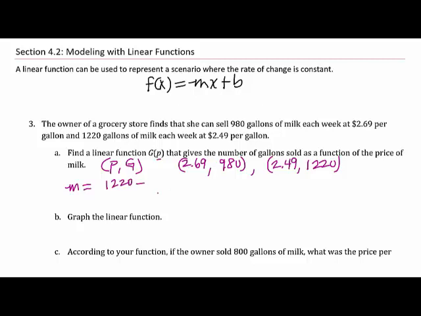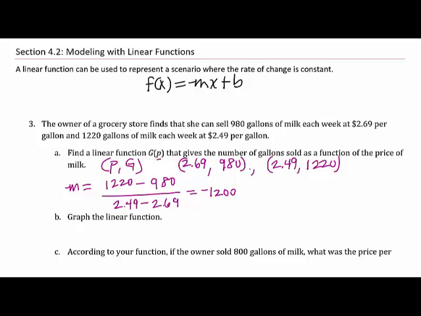In this case, it'll be g2 minus g1, or 1220 minus 980, divided by p2 minus p1, or 2.49 minus 2.69, or negative 1200.